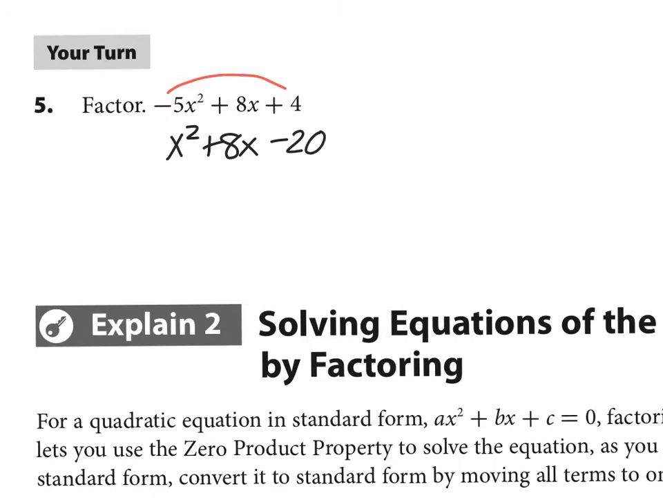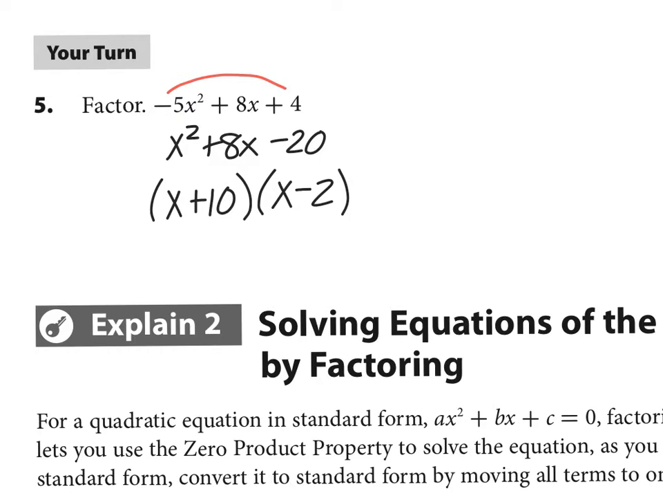And then we would find our factors of 20 that subtract to give us 8. Remember, you could find the zeros on the calculator. And if you found the zeros, the factors are opposites of each other. But factors of 20, that would be x plus 10 and x minus 2. Because, again, 10 times negative 2 is negative 20. Positive 10 minus 2 is a positive 8.